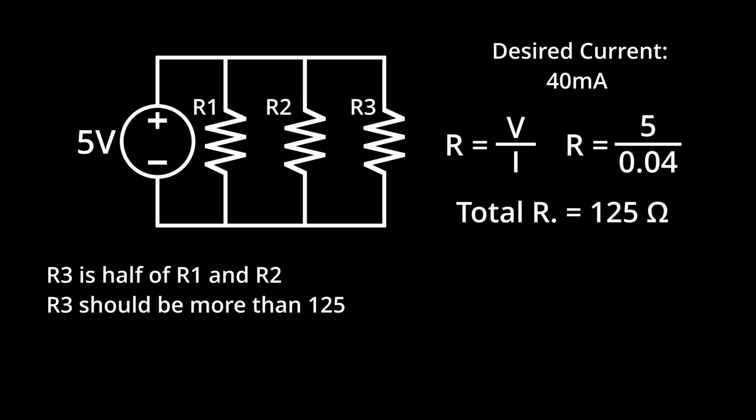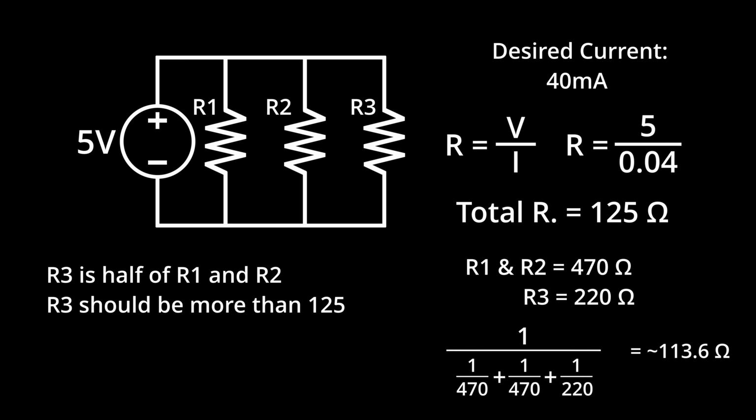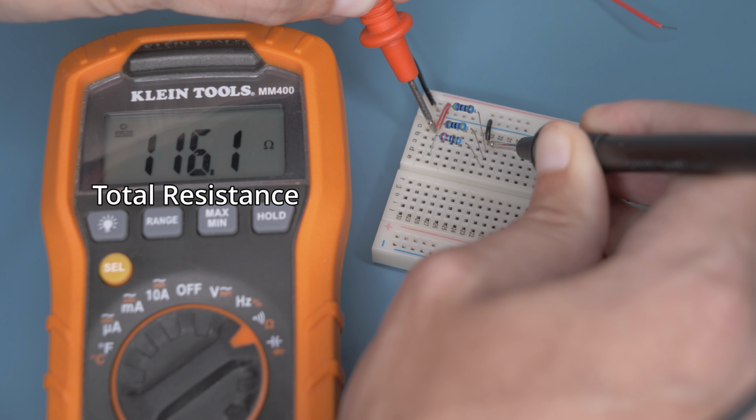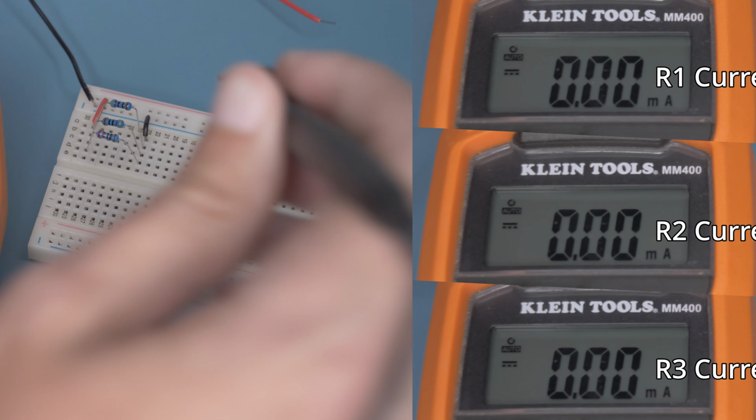After a short guesstimating session, I found that using 2 470 ohm and 1 220 ohm resistor will give me a total resistance of about 110, which is close enough. I can put the circuit together and show that the voltage across each is 5 volts, but the 40 milliamps of current has been divided among them proportionally.